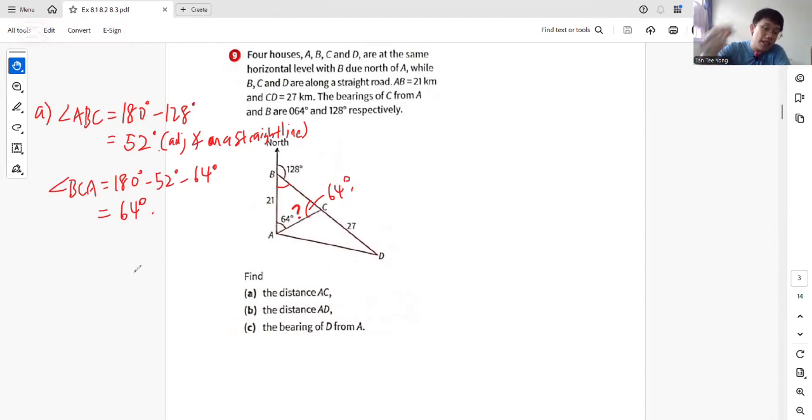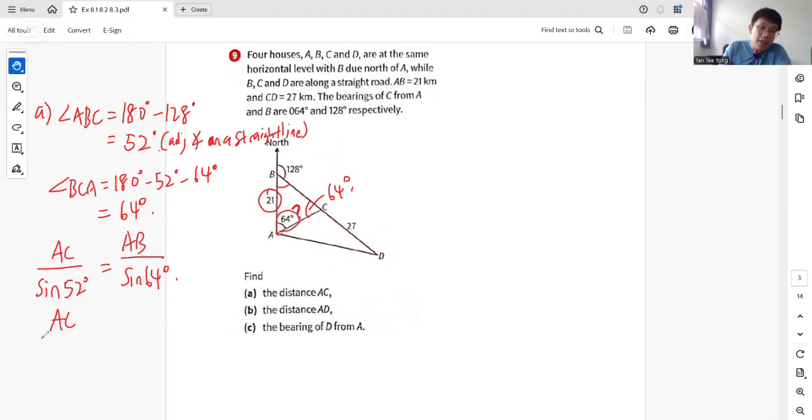Next we are going to use the sine rule. That means we can say AC over sine ABC, which is 52 degrees, equals AB over sine 64 degrees, because AB is 21 and directly opposite is 64 degrees. Or if you want to use BC over sine 64 here, you also can. They are the same thing actually.